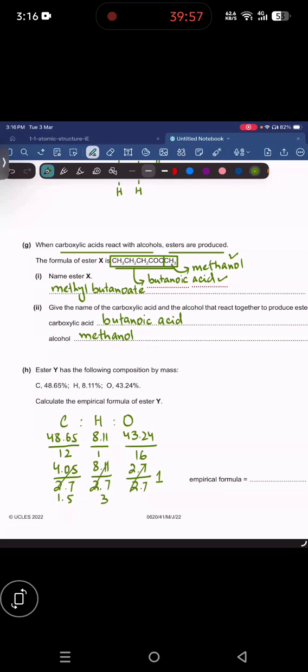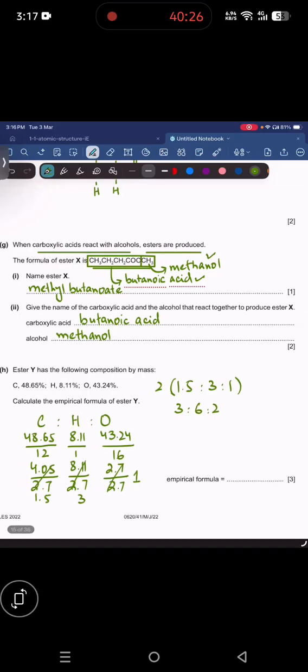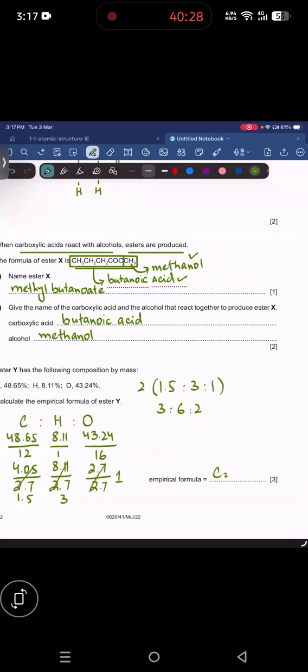Hydrogen is 3. So to balance the equation, what we have to do here is multiply all the ratios by 2. So multiply 1.5, 3 and 1 by 2, and you will get the answer: 3, 6 and 2. So the empirical formula is C3H6 and O2. Thank you, Insha, for helping me out.